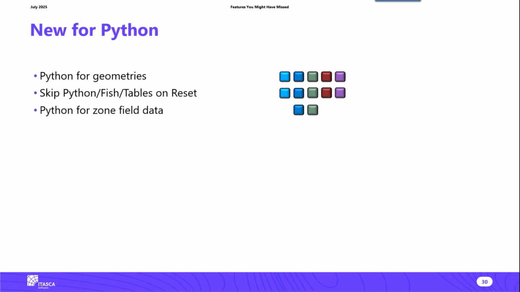Perhaps we want to know all the zones or blocks that are within 10 meters of some fault that's been imported from a CAD file, or all of the particles that fall within a tunnel or a stope that we can represent through geometry. We have the ability now to skip Python, fish, or tables on reset.